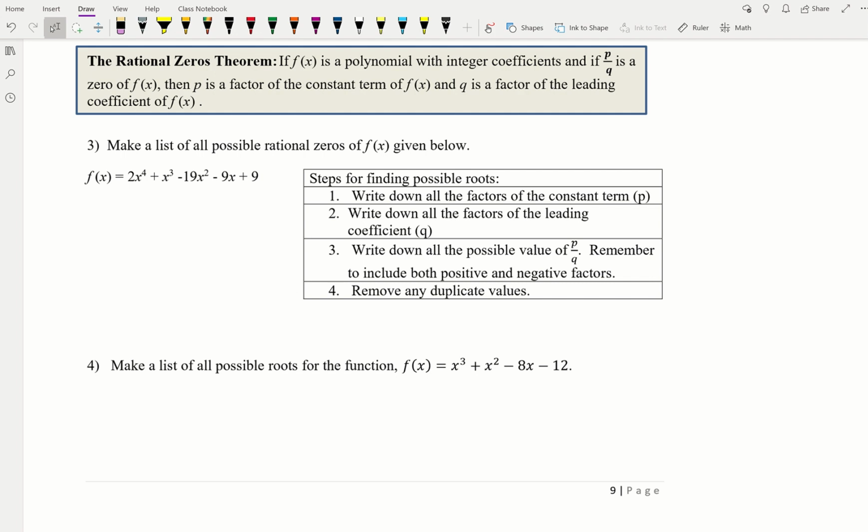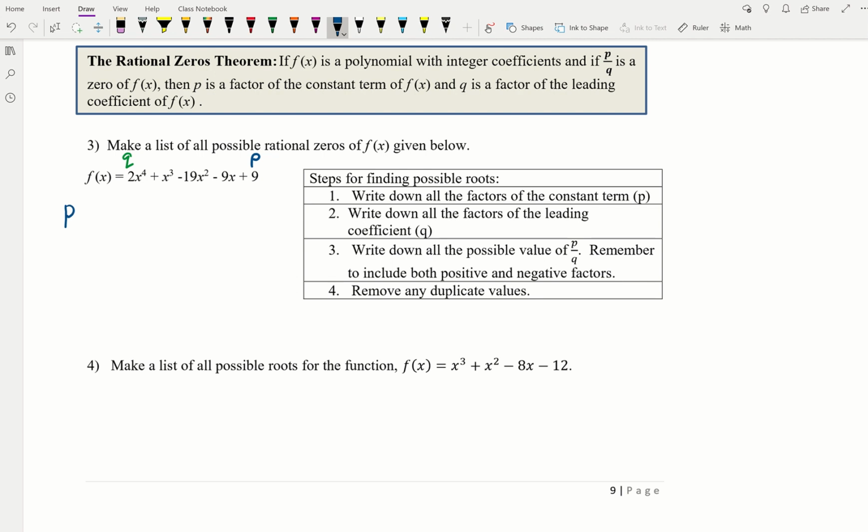So in example 3 here, all it's asking us to do is make a list of possible rational zeros for f of x. In order to do that, what we have to do is identify p, which is the constant term. So this is p. And then q, which is the leading coefficient. All right, so we identify that p is 9.